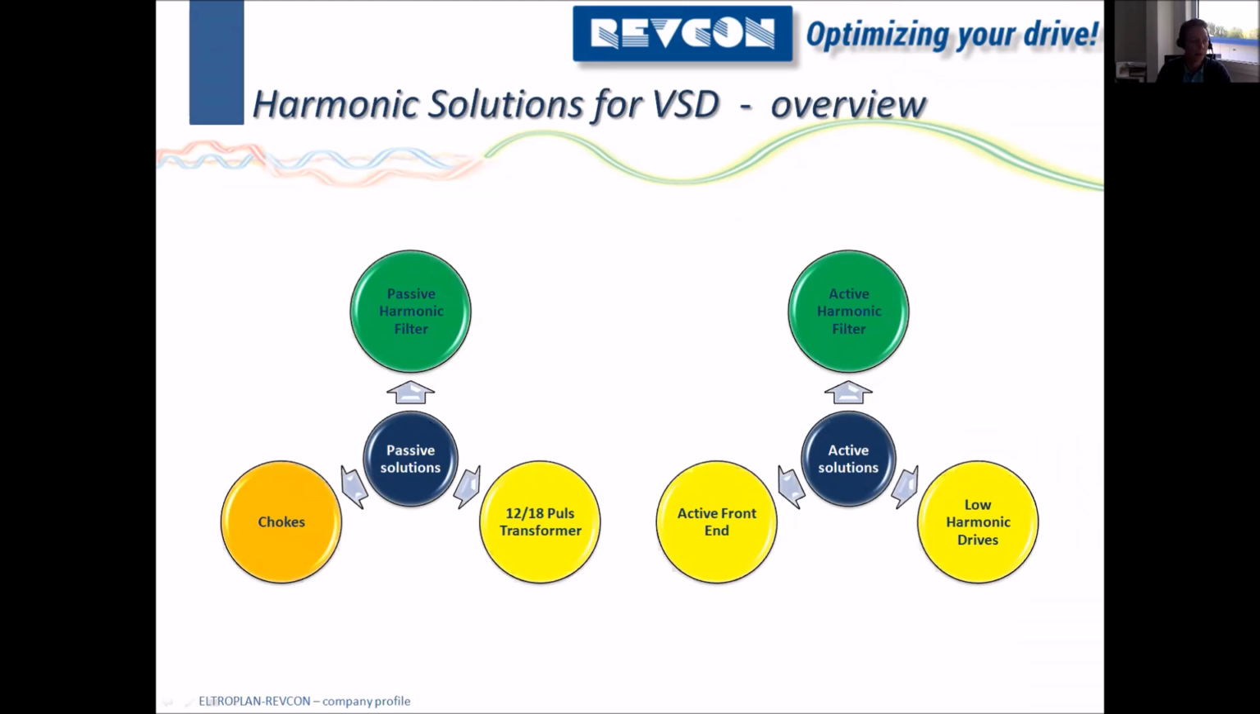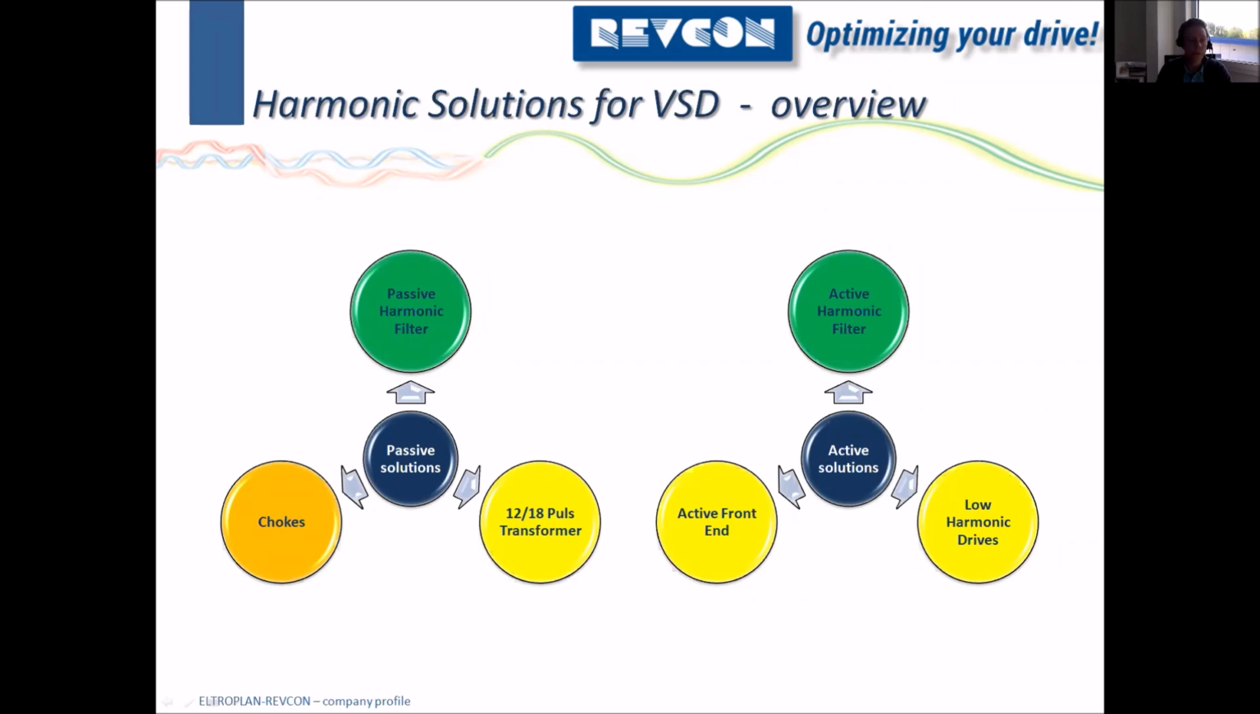We have the passive harmonic filter in many different ways. And then we have 12 and 18 pulse transformers. These are the passive harmonic solutions on the market right now. On the other side, we have active solutions. So we have the active harmonic filter, we have active front end, and we have low harmonic drives, by which I mean, in this example, low harmonic drives with active input bridges.